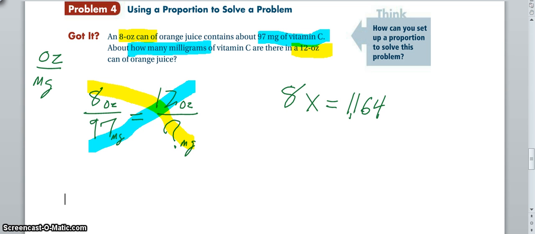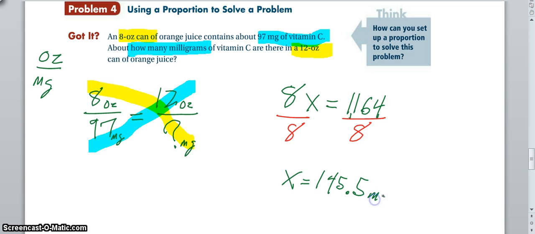Alright, when we do that math, we end up with 8x, I replaced our unknown with x, equal to 1,164, and we kind of lose units at this point because we know the units of what we're trying to solve for, so we just drop that off. So now I want to get rid of the 8 and solve for just x, so we divide by the 8 on both sides, and if you carry that math out, you get 145.5. And that label then would be milligrams, and that is of vitamin C.